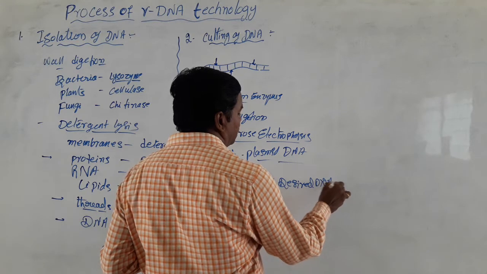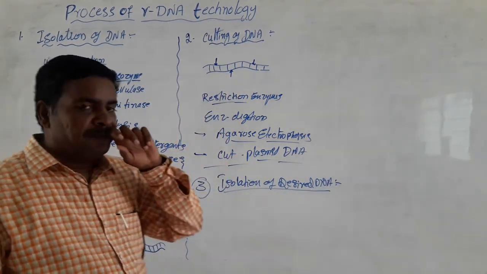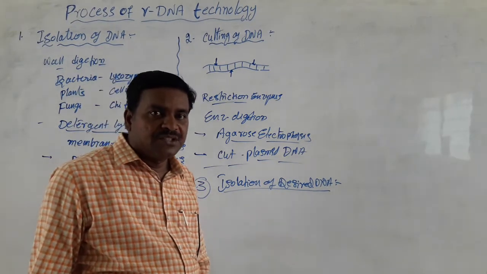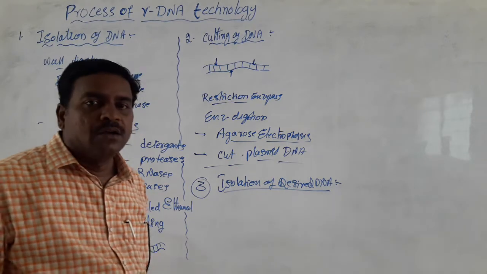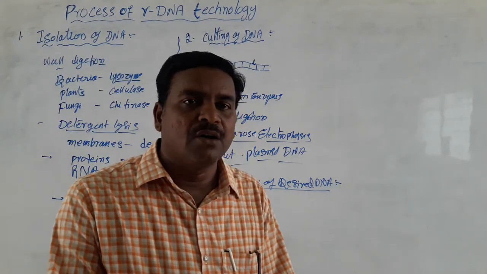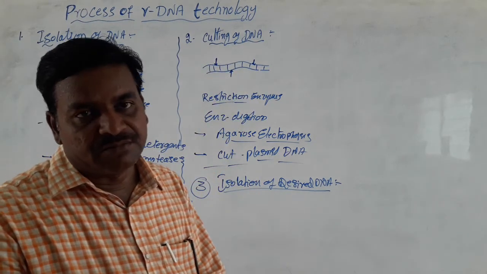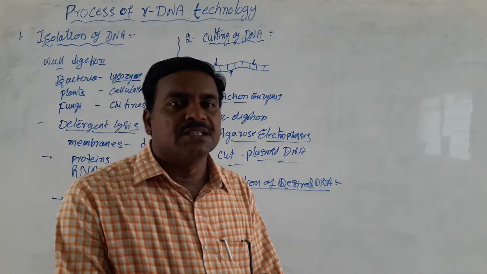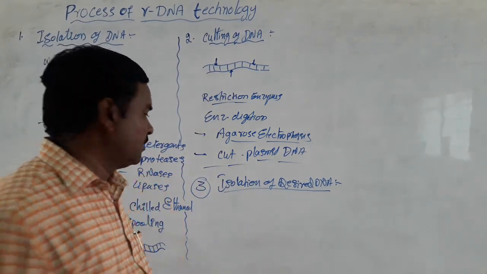Isolation of desired DNA. Once the DNA is segmented by restriction in the nucleus, there are one or two copies, and very few copies may contain the desired genes. Now the desired gene must be separated. In order to separate this desired gene, first all these DNA fragments must be separated from each other.